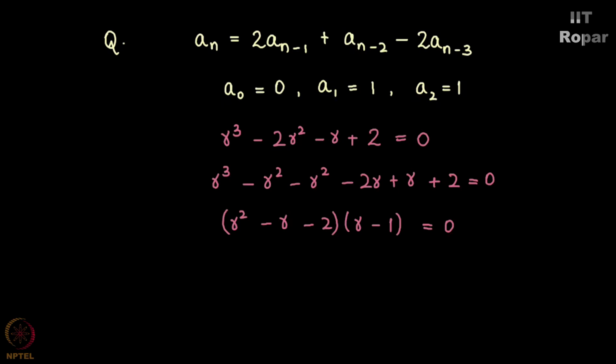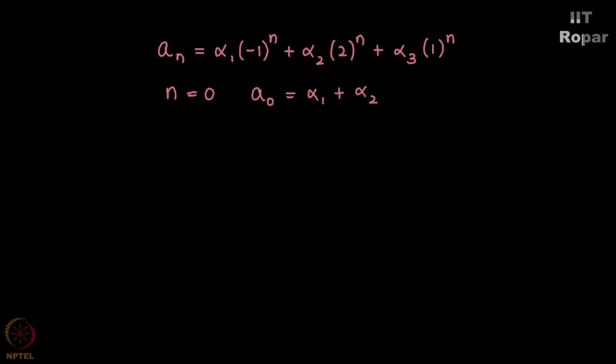So now, by solving this quadratic equation, we observe that it is r plus 1 into r minus 2 into r minus 1 equals 0. Now, this will give the distinct roots of the characteristic equation, which is r equals 1, minus 1 and 2. So, these are the distinct roots of the characteristic equation. So, now that we have found out the roots, we can find out the solution for the recurrence relation.